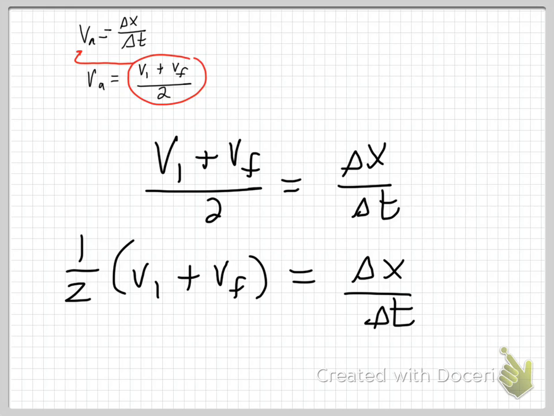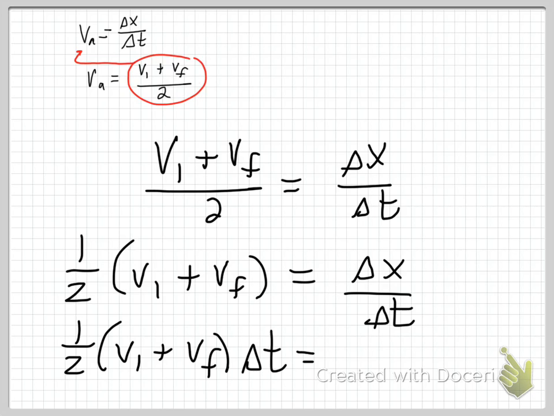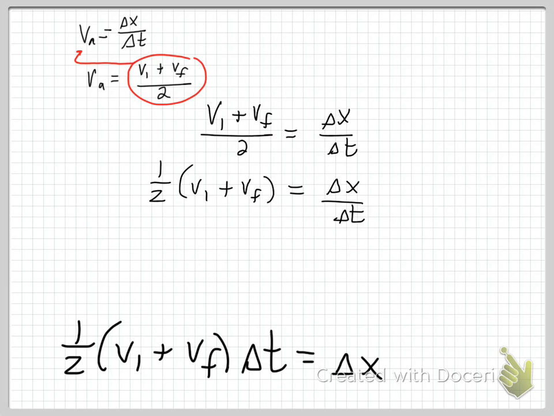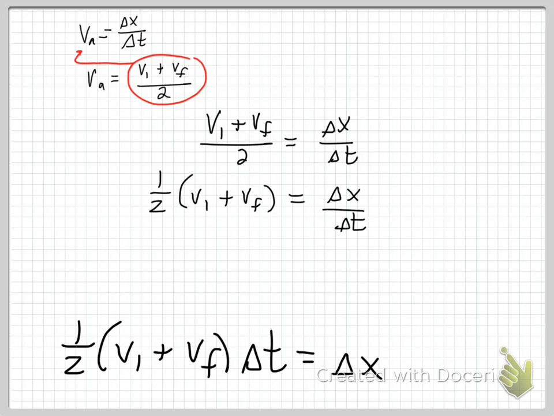And then we're just going to solve this for delta x. And that's our first golden equation. So 1/2 (VI plus VF) times delta t equals delta x. And I have this really weird, I guess it's a bias. I'm going to rewrite that. I don't like the way I wrote that.